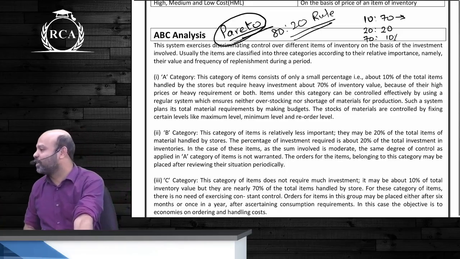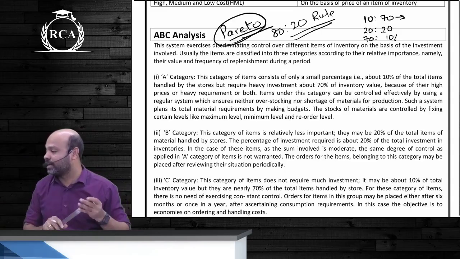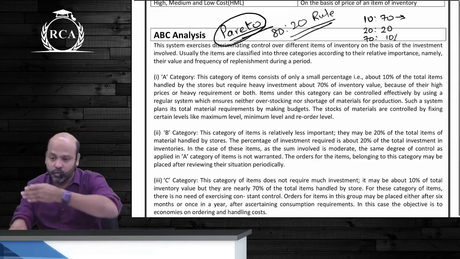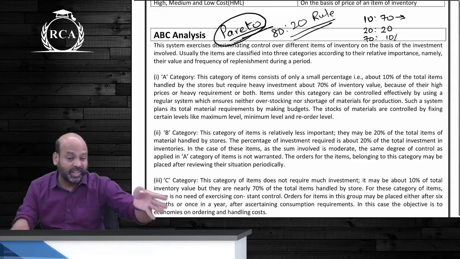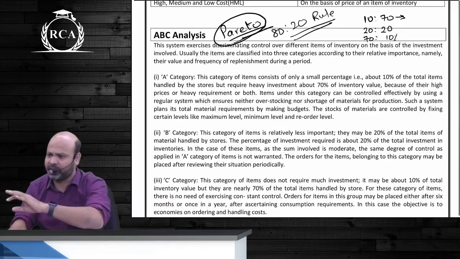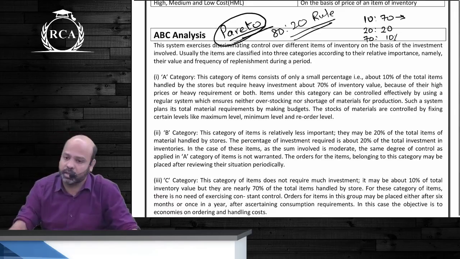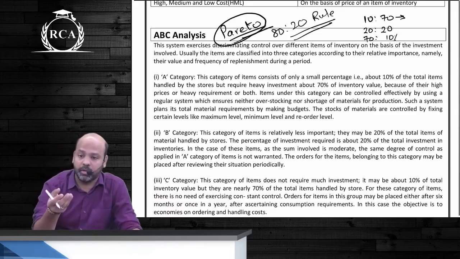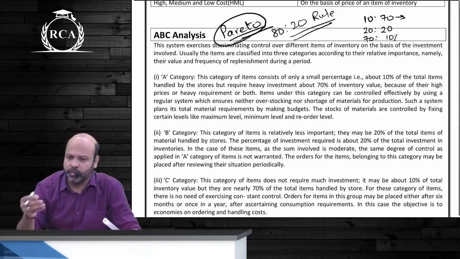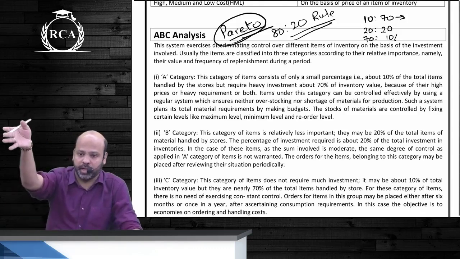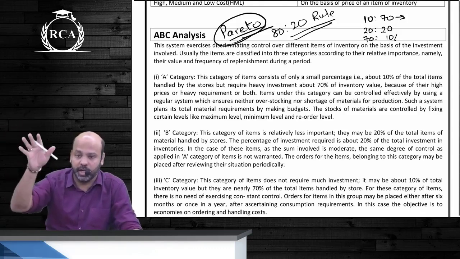So highest control, beta, should be placed on category A. All of those quantitative levels that you fix, reorder level, maximum level, minimum level, guys, everything should be strictly adhered to when it comes to category A. Category A का बेटा amount ज़्यादा है. If you maintain higher levels of inventory of category A, it will directly dent your profitability.